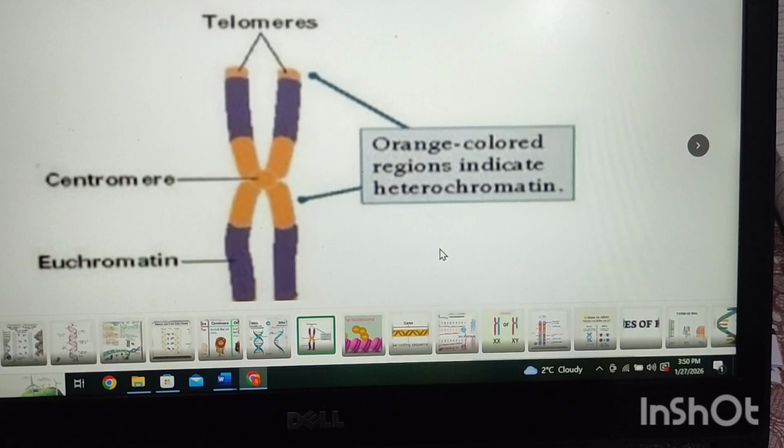Assalamu alaikum. As we have discussed before about the basic structure of chromosome, now in this lecture we will discuss the specific parts of chromosome. We came to know before that telomere, the part which is present at the corner, gives protection to the chromosome. Second, we have discussed the centromere.